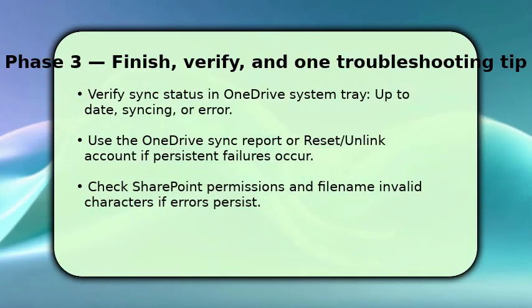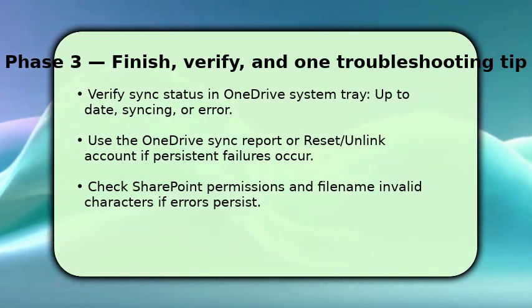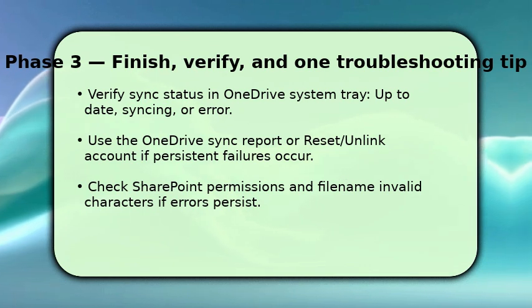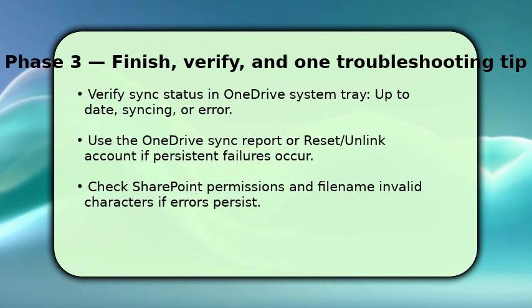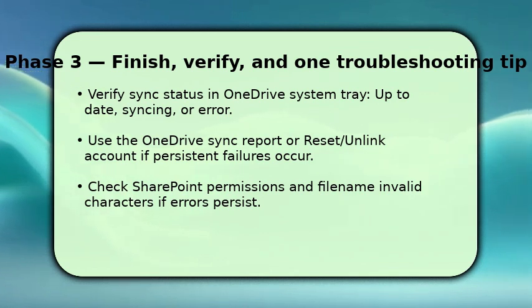Finish by verifying the OneDrive status icon shows up to date. Click it to inspect any active transfers or errors. If items show conflicts, resolve them by choosing which version to keep or rename files to remove invalid characters. If sync fails repeatedly, unlink and relink the account or use the Reset OneDrive command to rebuild the sync relationship.